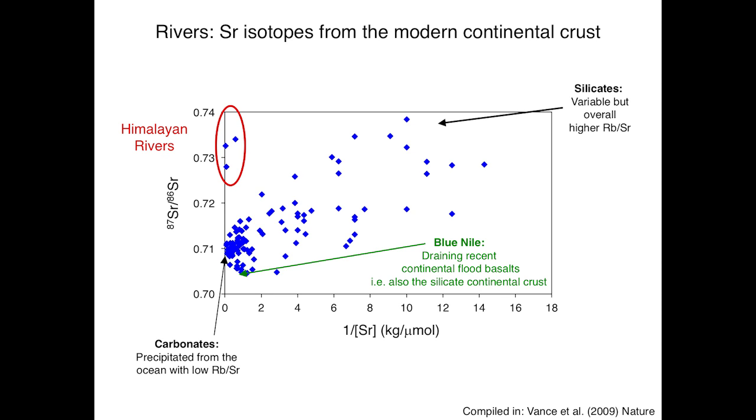But of course, some of the crust is new. It's just come out of the mantle. So we have continental flood basalts on the continents. The Blue Nile is a river that drains one of those continental flood basalt provinces. And of course, those rivers are draining silicate continental crust as well. And they're not up there, they're down here because they are young crust derived from the mantle recently.